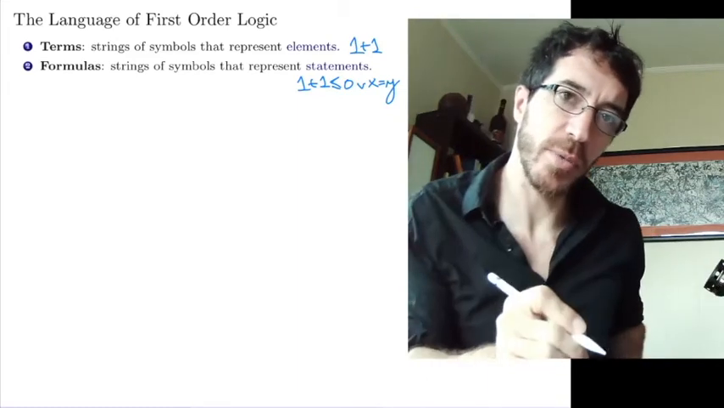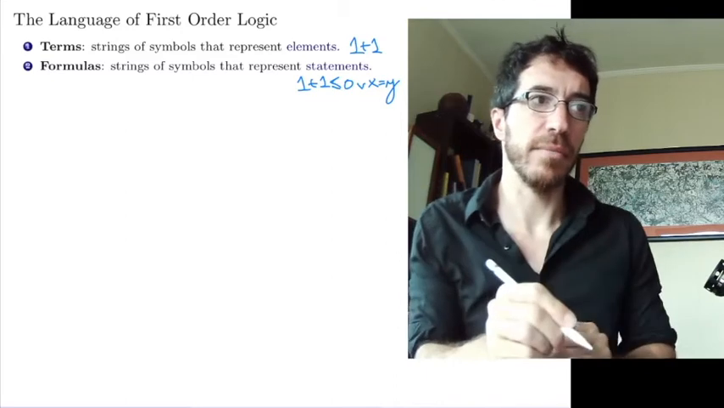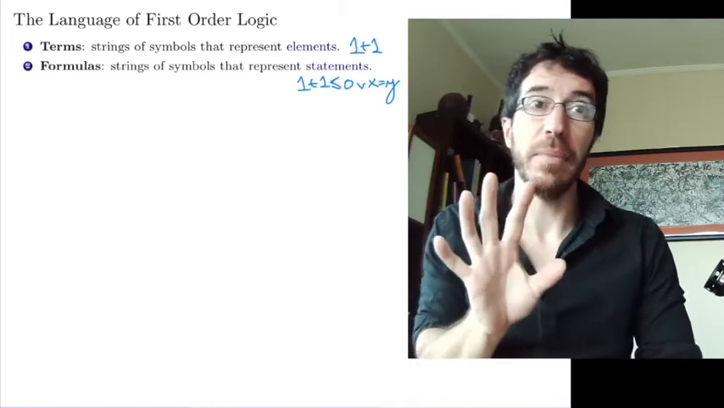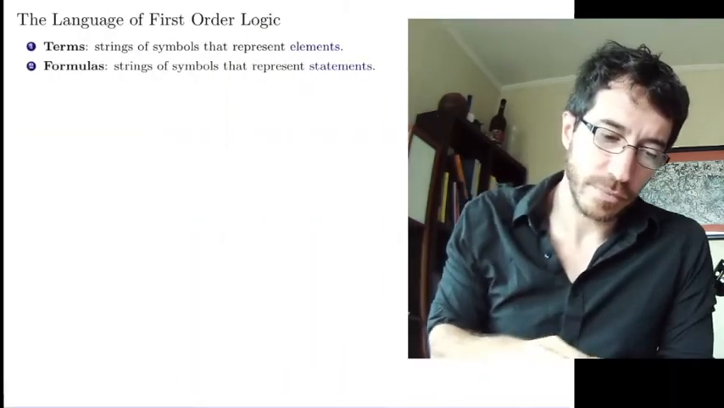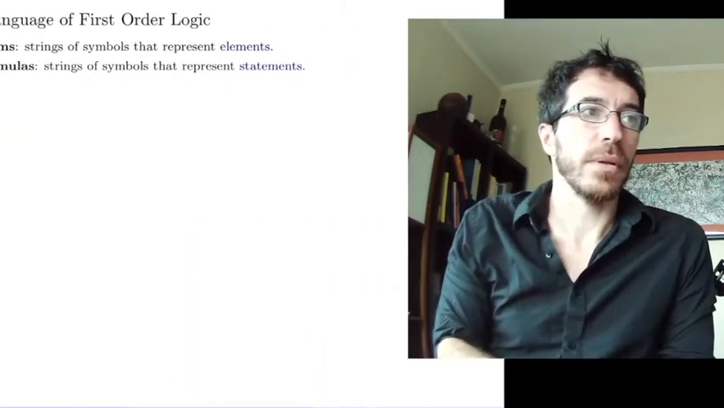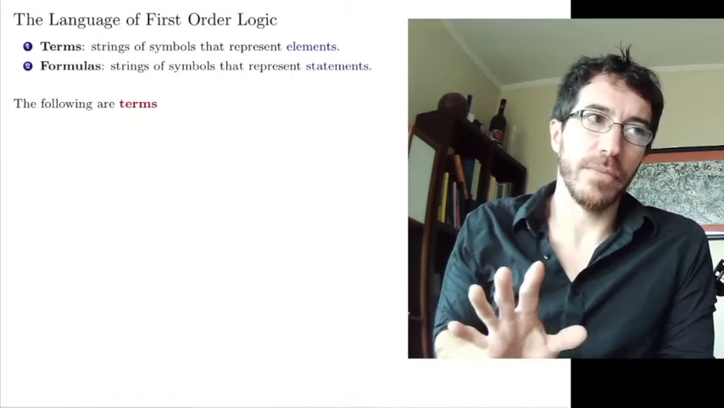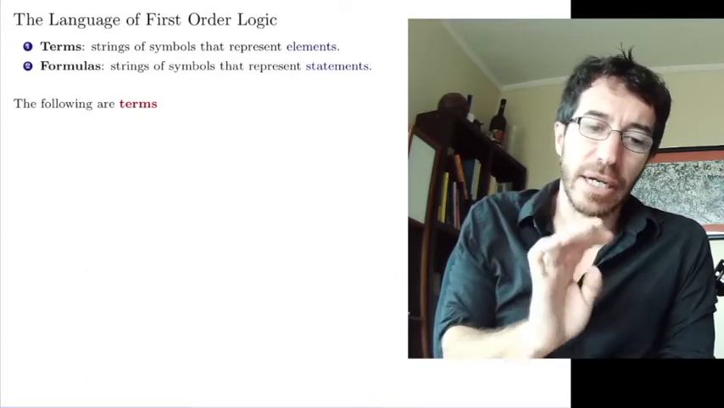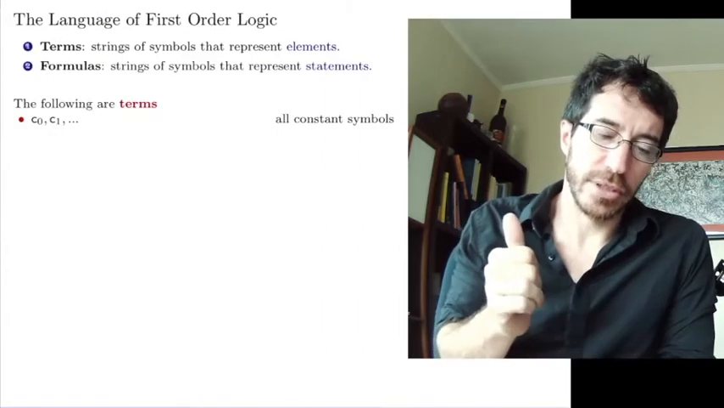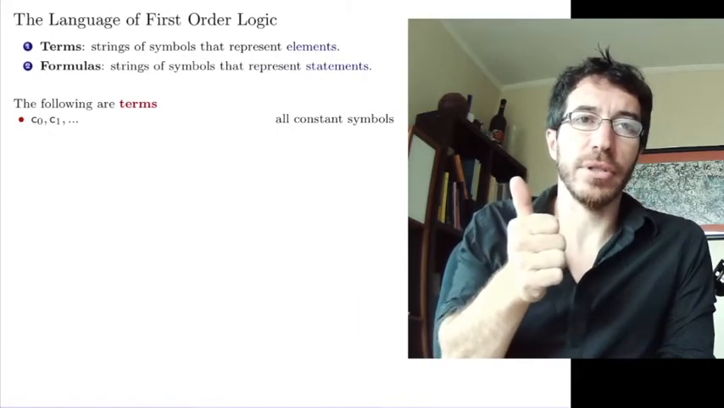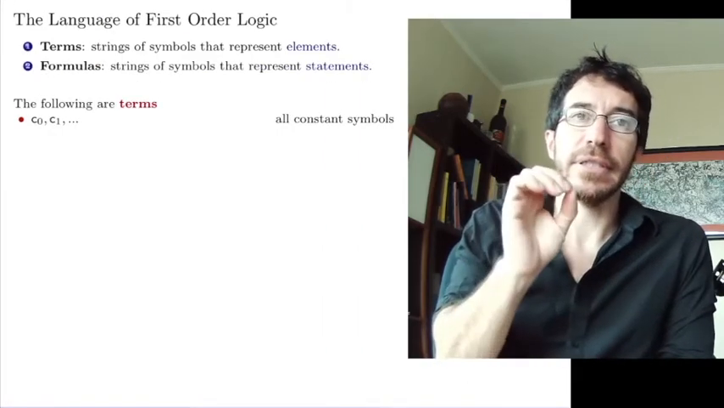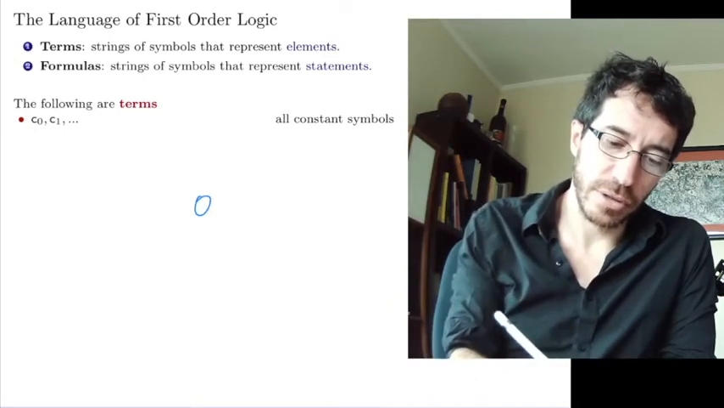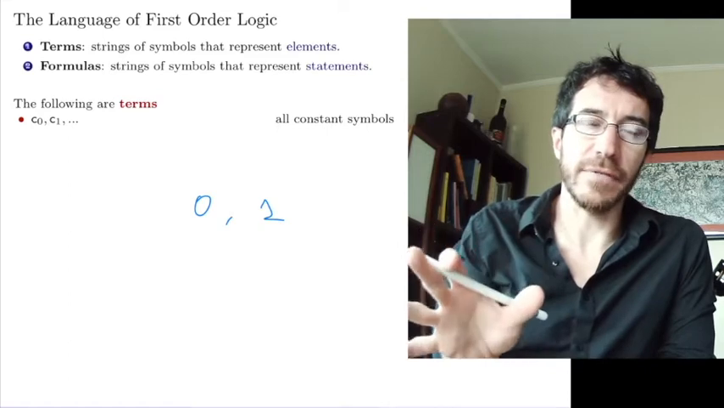So the top ones are terms, they represent elements. The bottom ones are formulas, they represent statements. Okay, so let's see how we build them little by little. A term is going to be everything that can be built according to the following rules. First, all the constant symbols by themselves are terms. So 0 and 1 by themselves are terms.